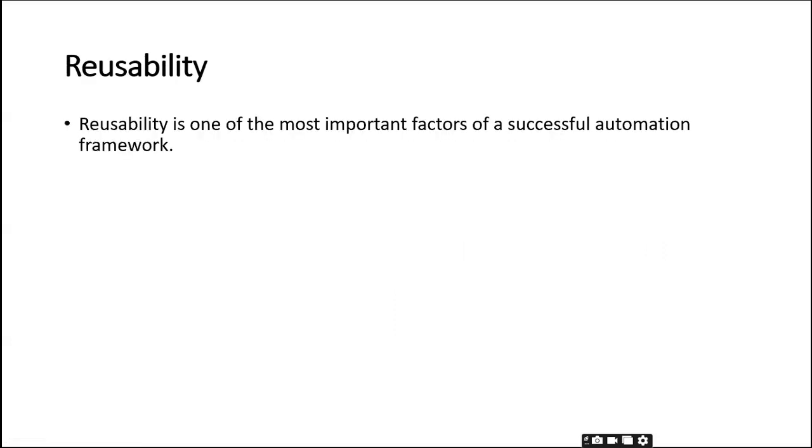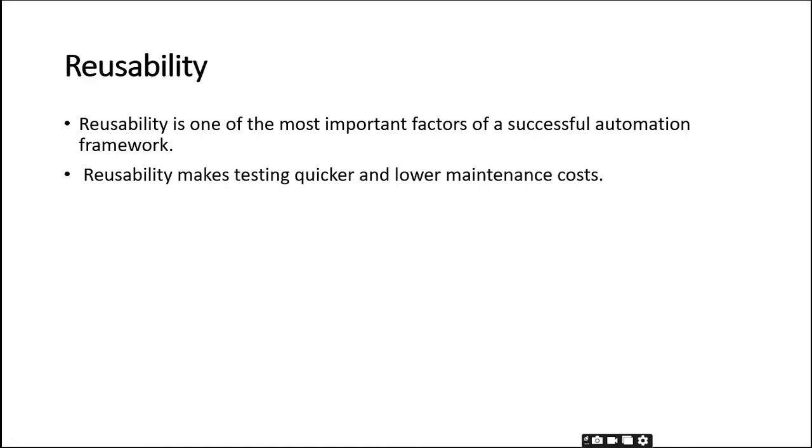Next is reusability. Reusability is one of the most important factors of a successful automation framework, where reusability makes testing quicker and lowers maintenance costs. If we have reusable components, we are not creating duplicate code. In that case, our framework is also very easy to maintain. It will be very helpful.